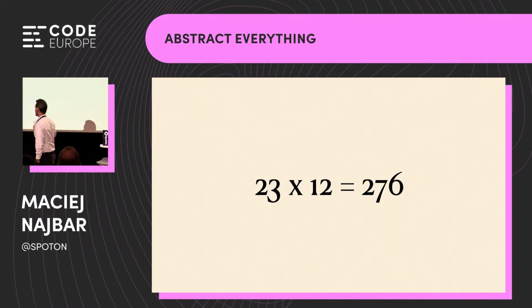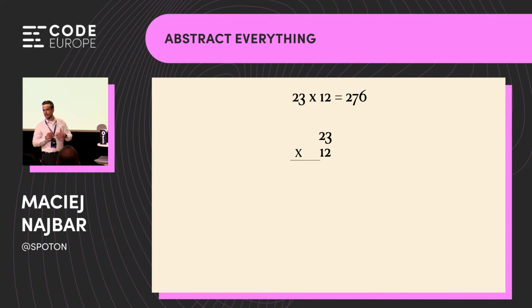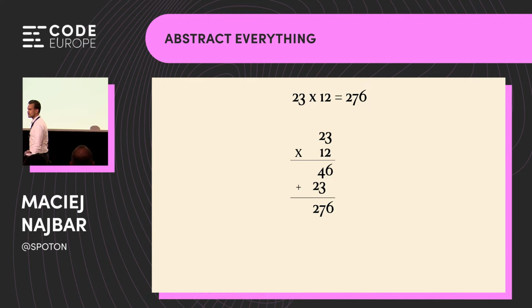23 times 12 equals 276. I bet you're familiar with the way they teach us at school to do the math, right? We place the numbers, one on top of the other, and we multiply. 23 by 2, that's 46. 23 by 1, that's 23. We add these numbers, and we get the result.